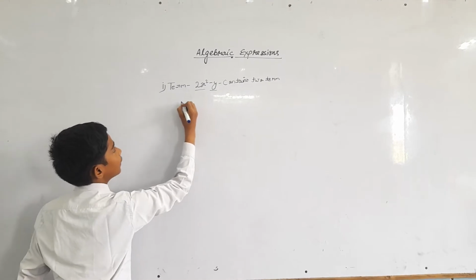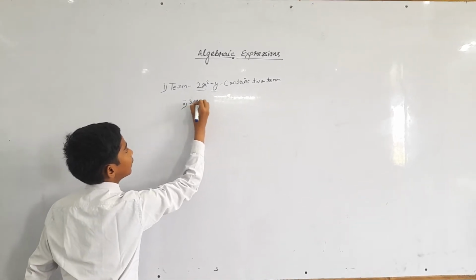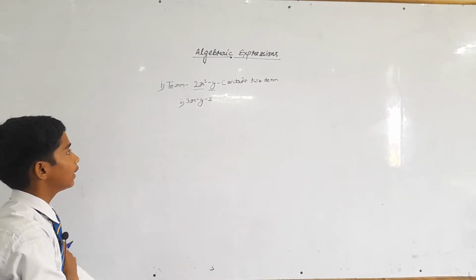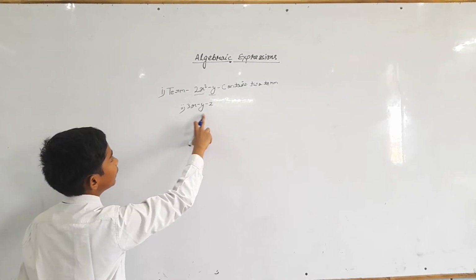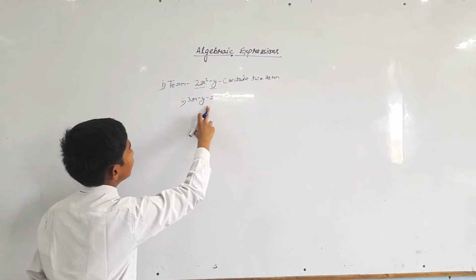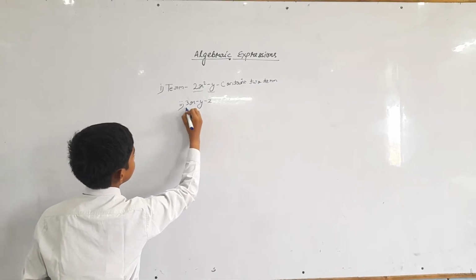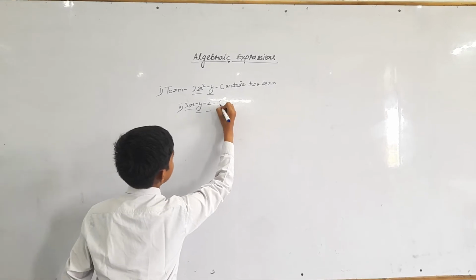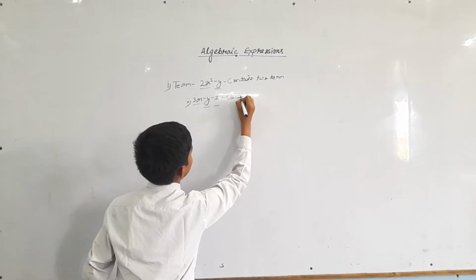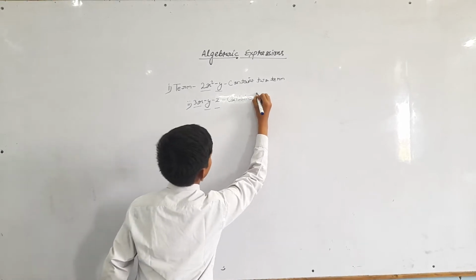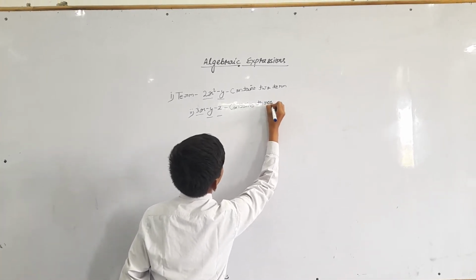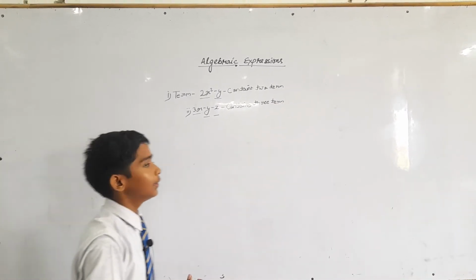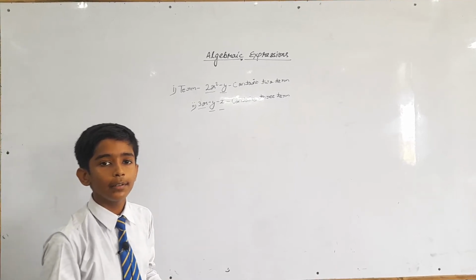Then the second example is 3x minus y minus z. Here we also see that the minus is a sign that separates these three terms. First is 3x, second is minus y, and third is minus z. So this expression contains three terms. So we understand what a term is. A term is a part of an algebraic expression separated by plus and minus signs only.